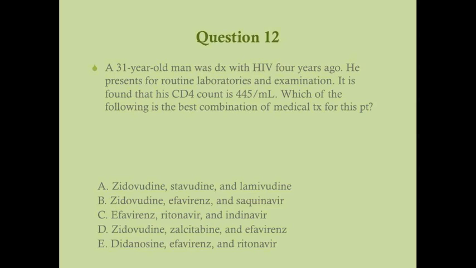A 31-year-old man was diagnosed with HIV 4 years ago. He presents for routine laboratories and examination. It is found that his CD4 count is 445 per milliliter. Which of the following is the best combination of medical treatment for this patient? Is it A, zidovudine, stavudine, and lamivudine? B, zidovudine, efavirenz, and saquinavir? C, efavirenz, ritonavir, and indinavir? D, zidovudine, zalcitabine, and efavirenz? Or E, didanosine, efavirenz, and ritonavir? Okay, I'll let you pause.